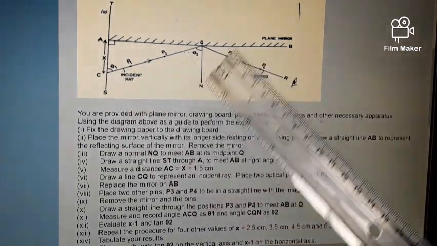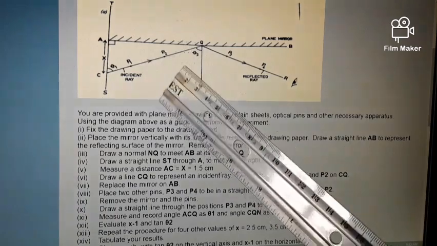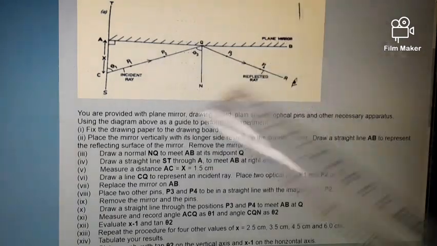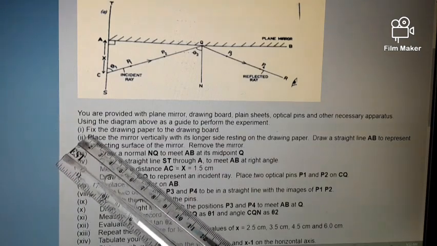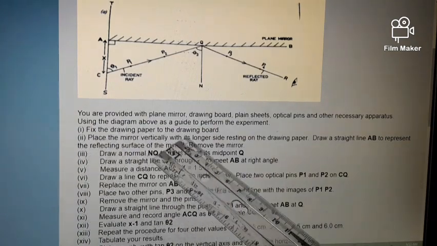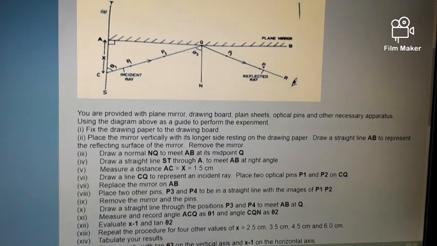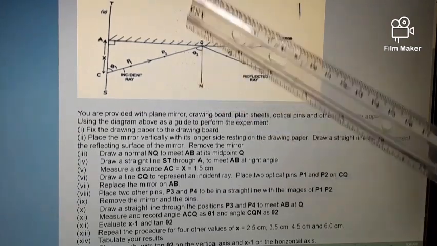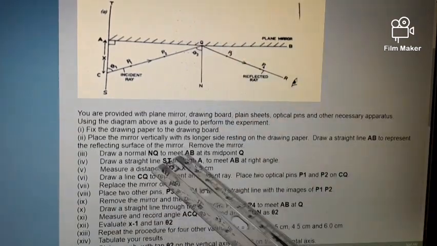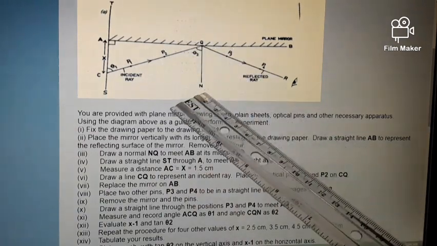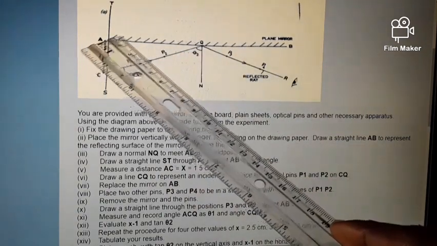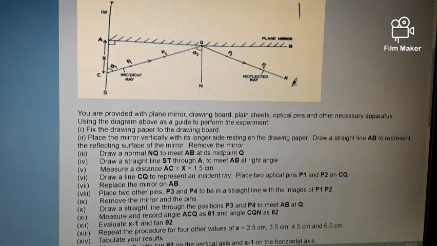Using the diagram above as a guide to perform the experiment. So this is the guide here. 1, you are asked to fix the drawing paper to the drawing board. 2, draw a normal NQ. So this is the normal NQ, okay, to meet AB at the midpoint Q. So this is Q. So I'm drawing this as a normal. This is the outline of the plane mirror AB.